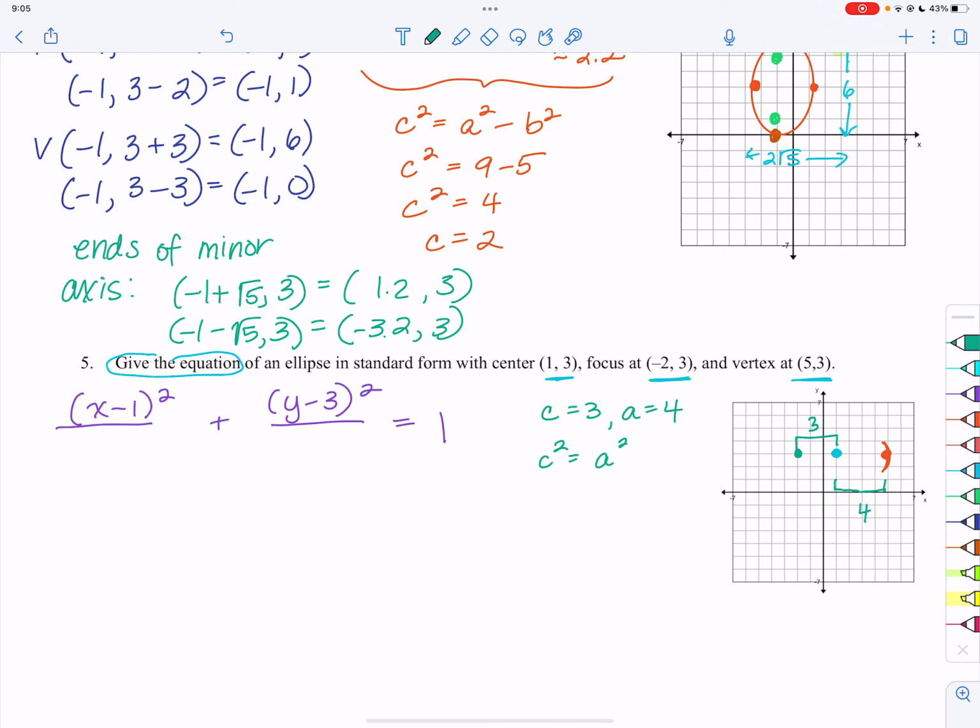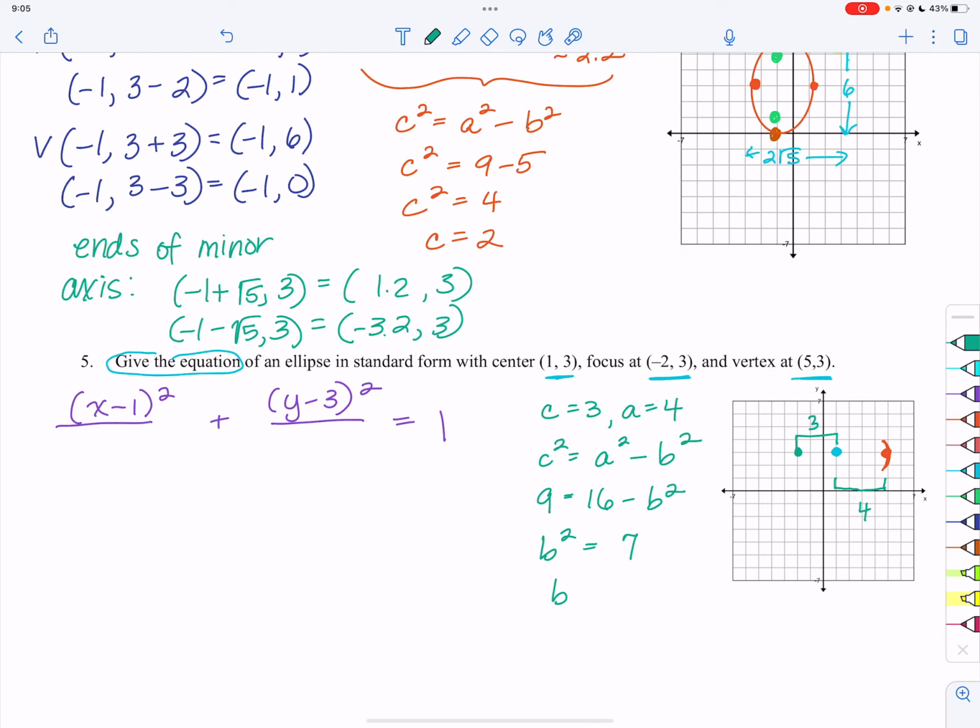is equal to A squared minus B squared, and C squared is 9, is equal to 16 minus B squared, and as you can see, B squared is 7. So if B squared is 7, let's look at the difference here. B squared is 7 and A squared is 16.